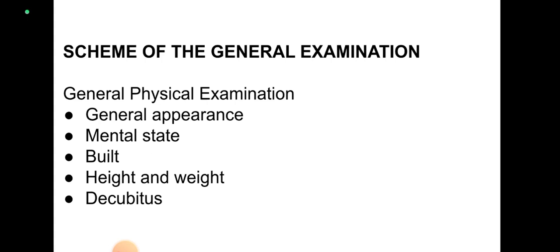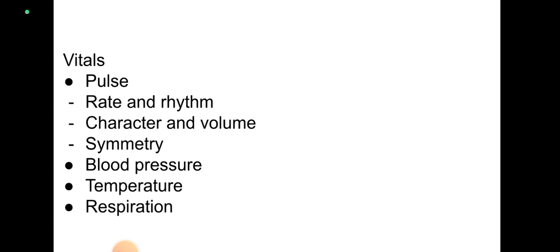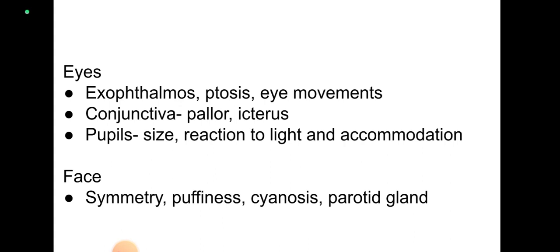So we start with general physical examination, which you have learned just now. We look for general appearance, mental status, build, height and weight, and measure BMI of the patient. Then decubitus, which is the pressure sore in bedridden patients. Then we look for the vitals of the patient, which includes pulse: rate and rhythm, character and volume, symmetry. After that, blood pressure, temperature, and respiration. All are measured. Then we move to head to toe examination.